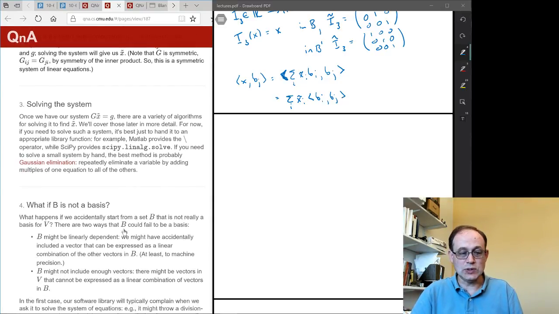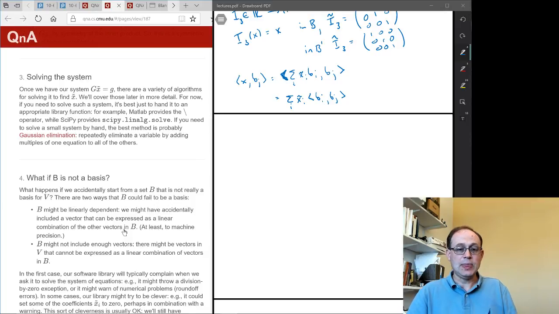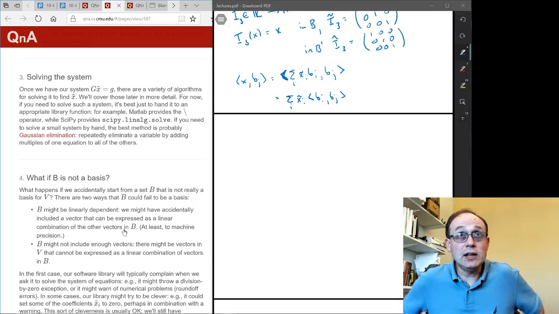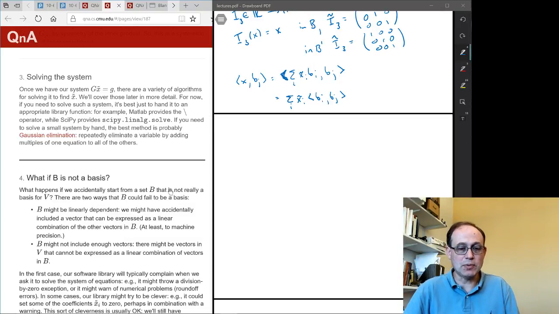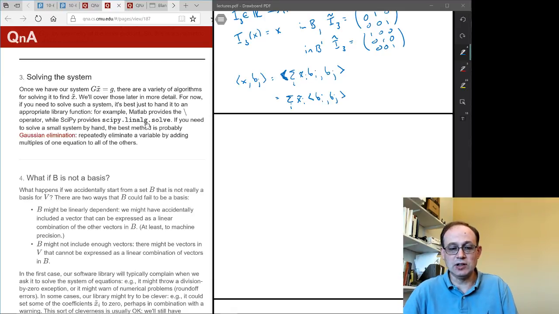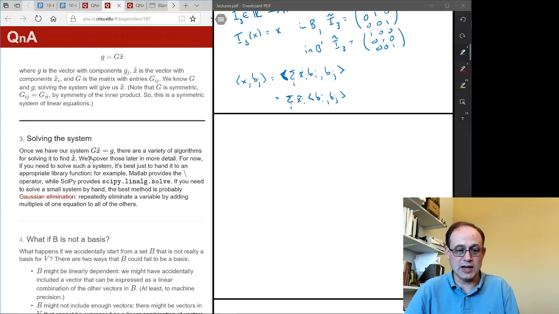So how do we actually solve that system? We're going to come back to that question in a little more detail, but for now, basically the answer is you hand it to MATLAB or you hand it to SciPy. SciPy provides a function called linalg.solve, and you just provide it the matrix and the vector, capital G and little g, and it'll give you back x tilde.